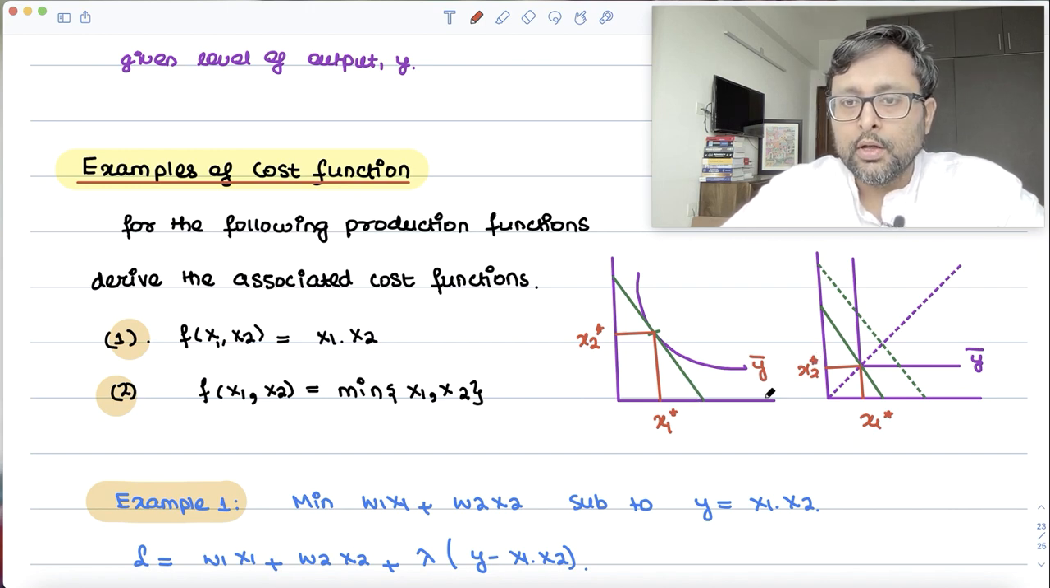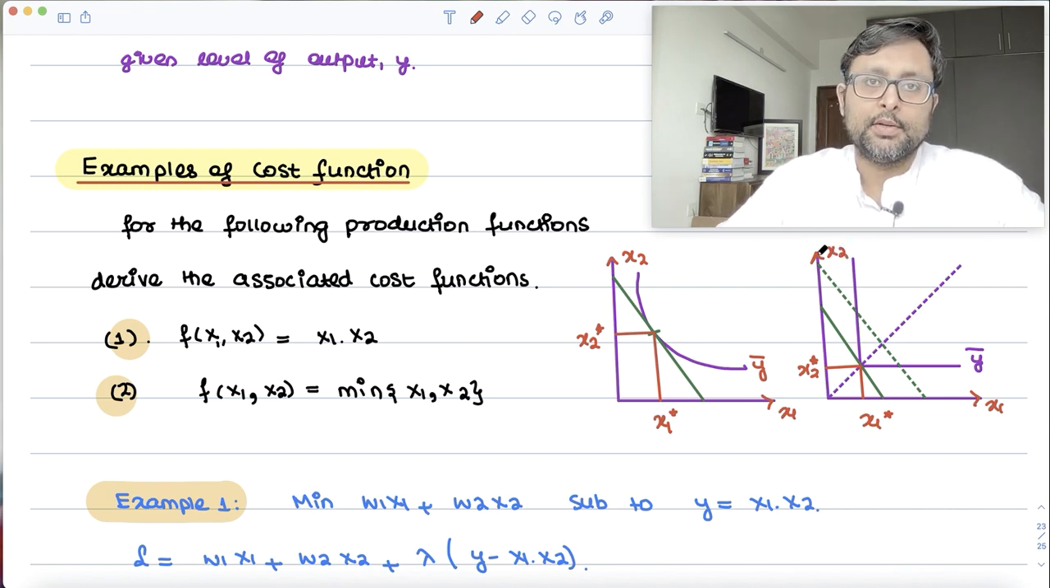So these are a few examples of how, when you are given the production function, you find the associated cost function for the same. Right? Chalo. Thank you very much.